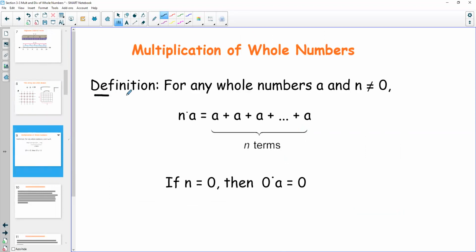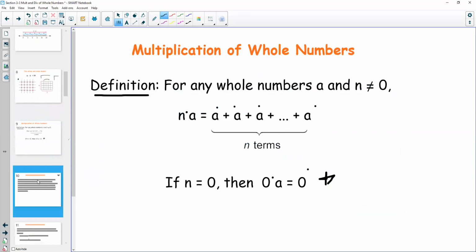So some formal definitions here. For any whole numbers a and n, where n is not equal to 0, n times a is a added n times. So it's n quantity of a's. If n equals 0, then a times 0 is 0. This is the identity property, right? Anything times 0 is just none. If I multiply 3 toothbrushes times I don't have any of them, I don't have any of them, okay?